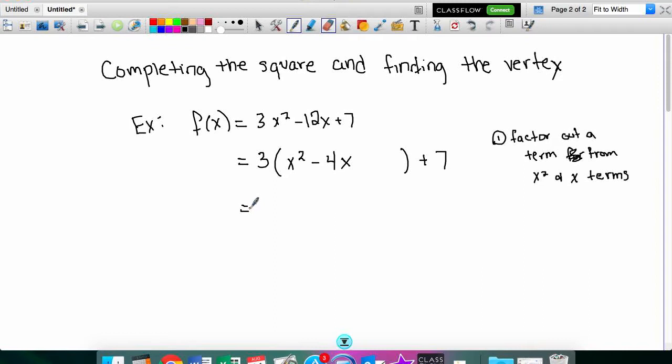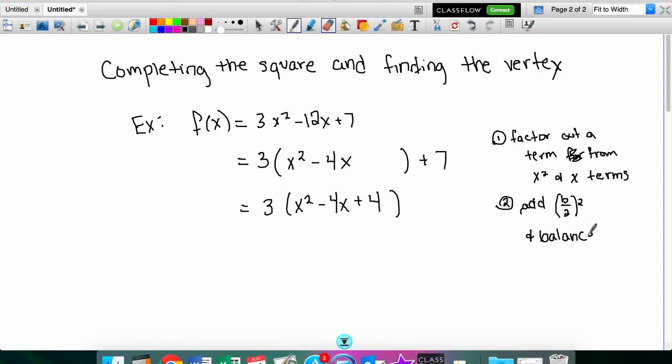Next, you're going to complete the square. To do this, you're going to cut your b term in half, or what your remaining b term is, in half, and then square it. So half of -4 is -2. Squaring that, you get a +4. And then you also want to balance the equation.